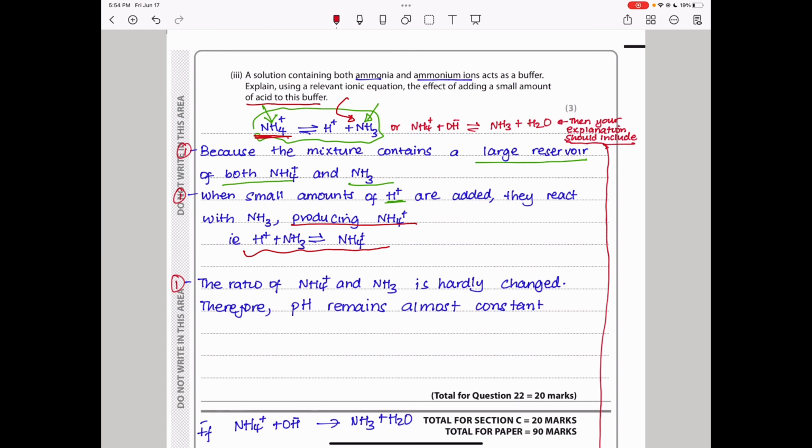When you add small amounts of acid, they will interact with ammonia, reacting to form ammonium, and there will be no significant change on these two, or I would say the ratio of these two will not be changed, and therefore there will be no overall change to pH, or the pH remains almost constant.